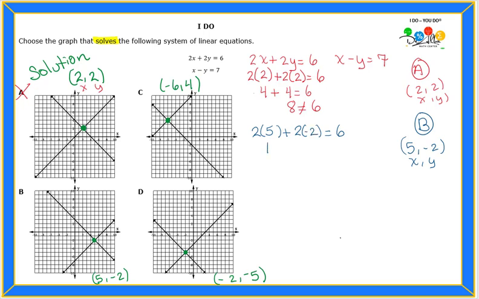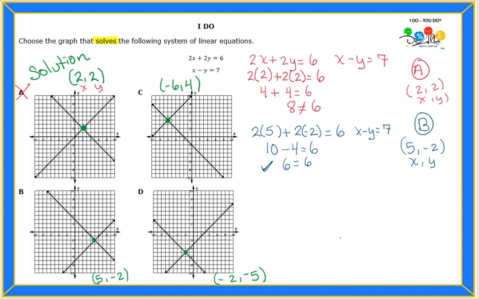What's 2 times 5? 10, right? What's 2 times a negative 2? It's a negative 4, right? So I can say plus negative 4, or I can just say minus 4, right? It's the same. And that will give me 10 minus 4 is 6. Did I get the same answer? Yes, so it works for that one. Now, that doesn't mean that that's my answer, right? I need to now work it out with x minus y equals 7.